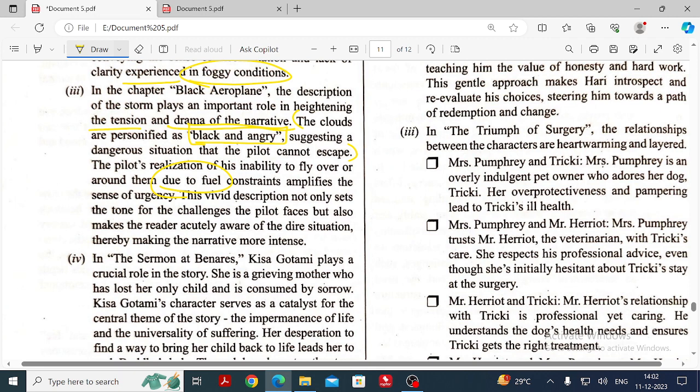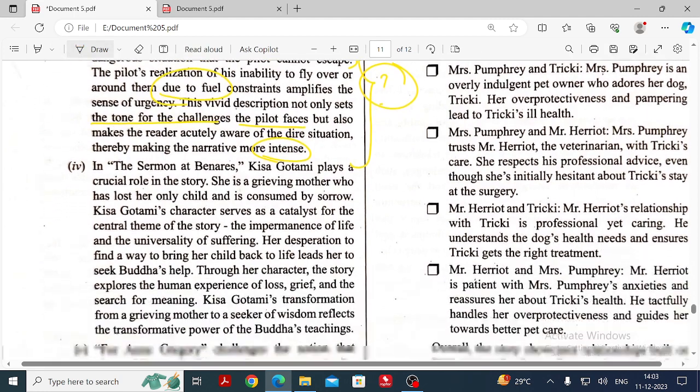And then the tone of challenges the pilot faces also makes the reader aware of their daring situation, thereby making the narrative more intense. So these 4 or 5 points are very important. Please go ahead with that. Don't forget to write it. I'll show you the point again, not to worry about it.